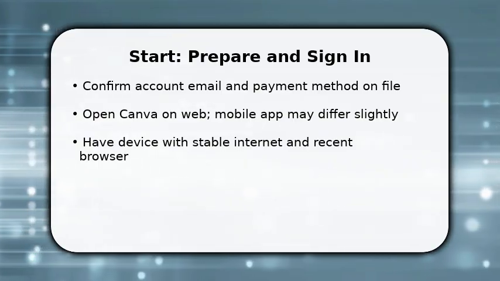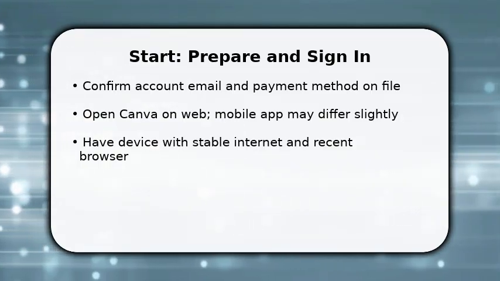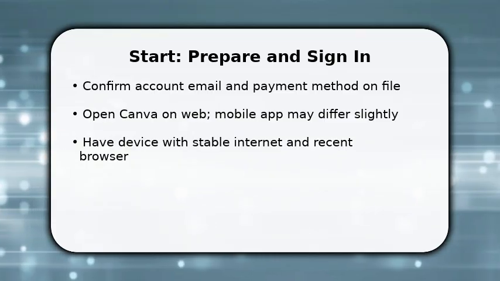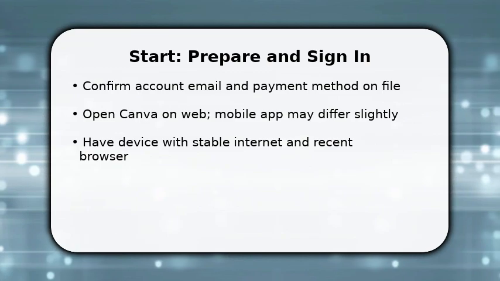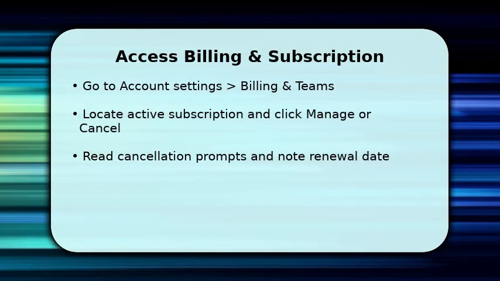If an organization or team owns the plan, you'll need admin access. Request it now. Once done, navigate directly to the account settings to continue. Next, go to Account Settings and choose Billing and Teams. This is where subscriptions live.